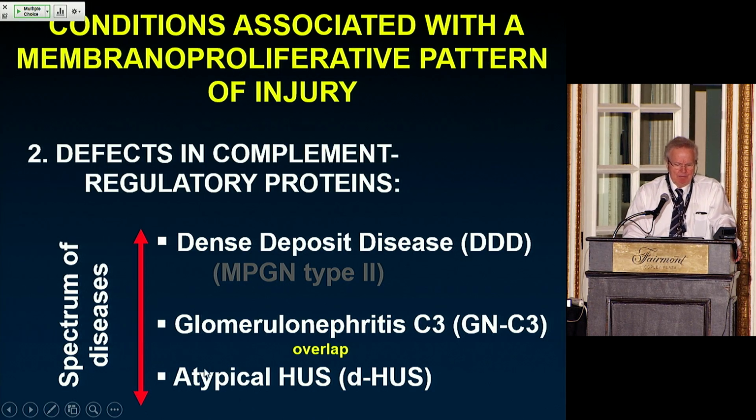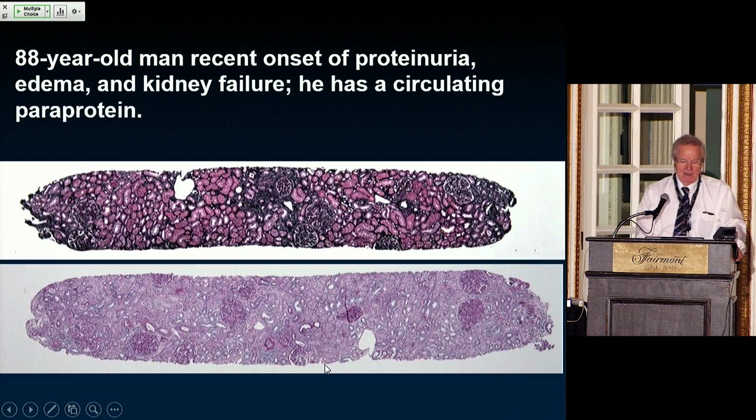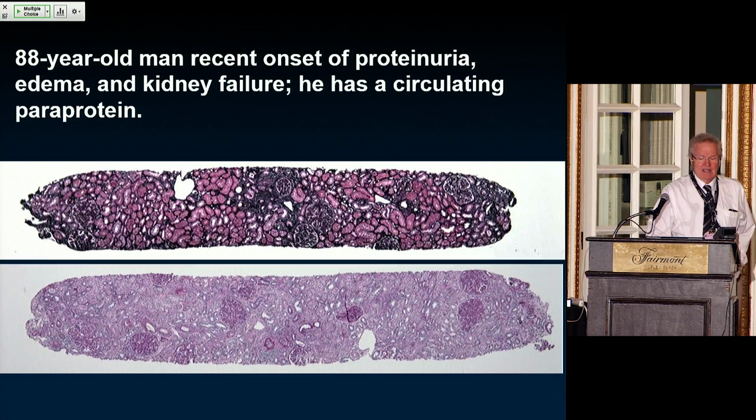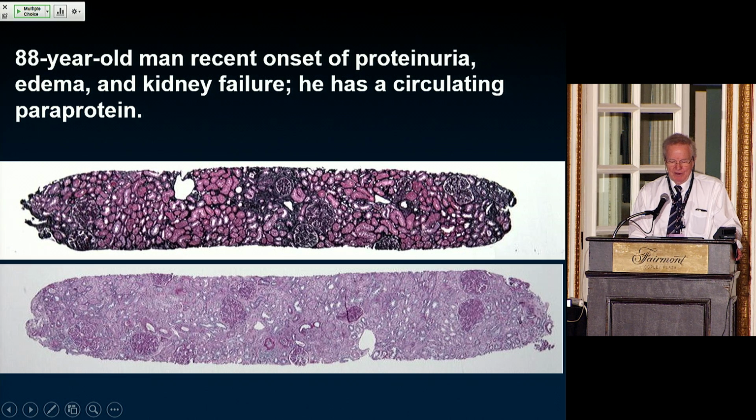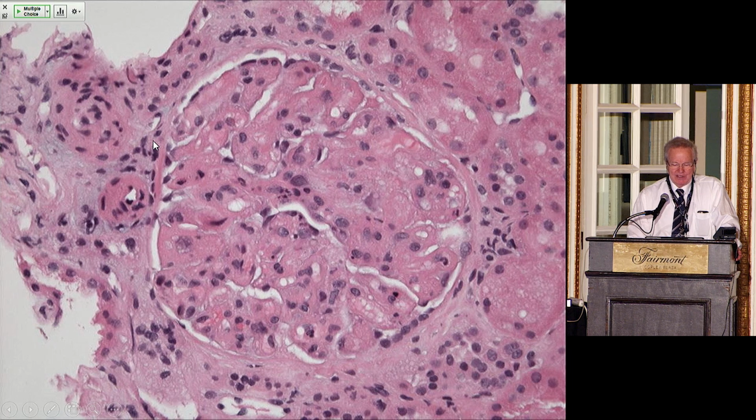The third member of this group is atypical HUS, but remember I mentioned to you that in every one of the other forms of this group of diseases, you will also find some level of endothelial injury. Look at this case. 88-year-old man. So obviously, we cannot talk about a genetic disease, especially when the kidney is perfectly well preserved in this case. He has a circulating paraprotein. And what does it show?